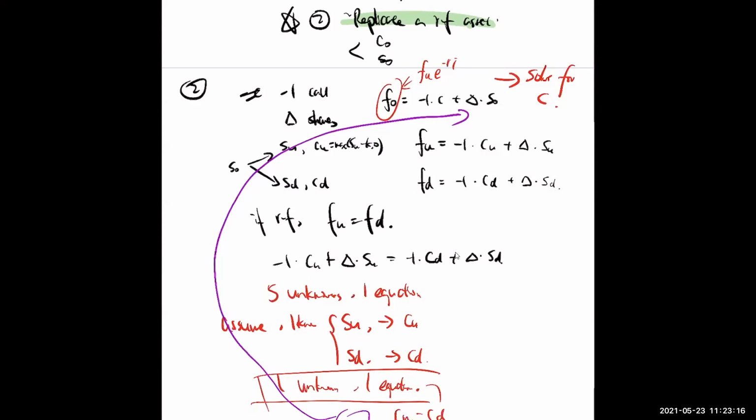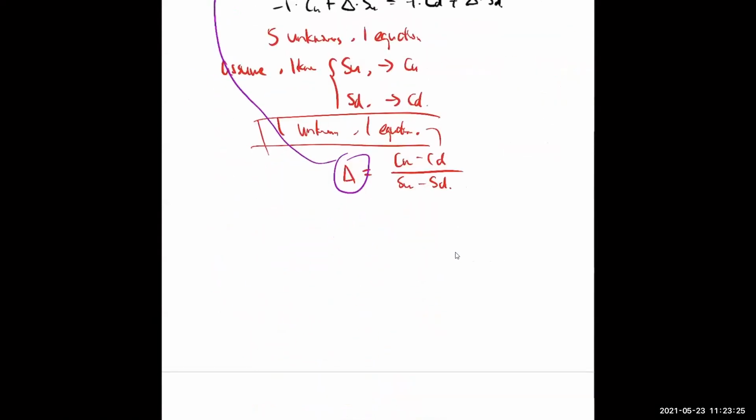And that means we only have 1 equation. So that's the first one. That's what you did in lecture notes, something that you should definitely understand. The second one is my personal preference.